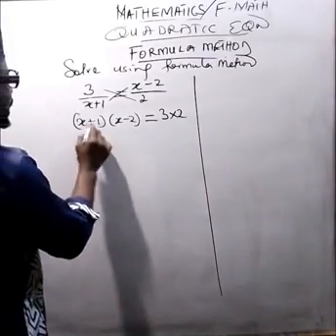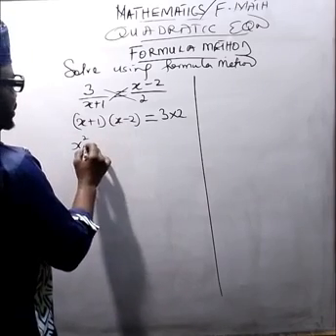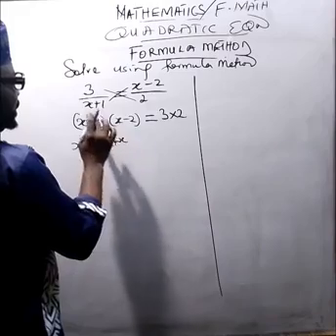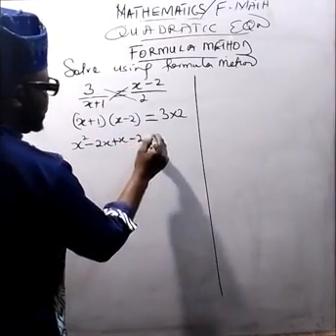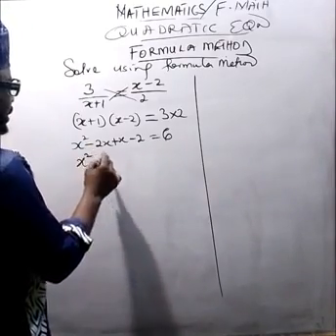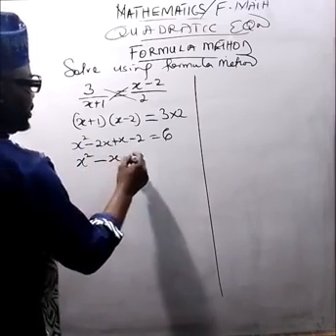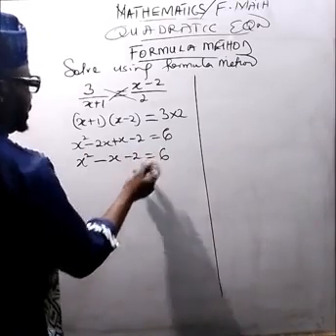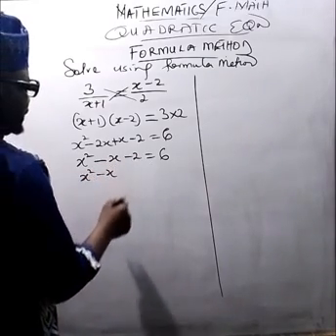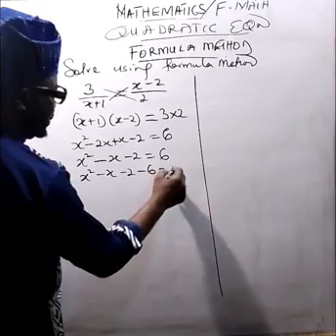So let's expand this side. We have x times x, x squared, x times minus 2, minus 2x, plus 1 times x, plus x, plus 1 times minus 2, that's minus 2. That will be equal to 6. This becomes x squared minus 2x plus x, that's minus x, minus 2 is equal to 6. So take this 6 to this side, becomes x squared minus x minus 2 minus 6 is equal to 0.